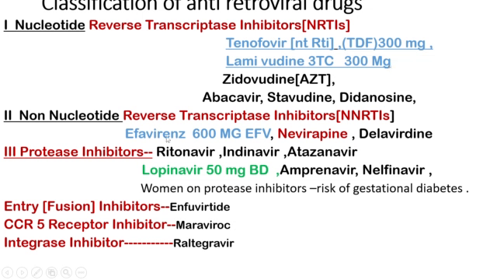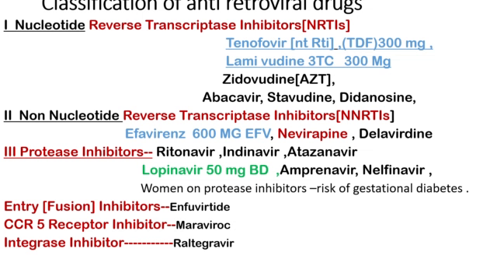Along with that, the third drug is a non-nucleotide reverse transcriptase inhibitor. In these cases, efavirenz is the drug. The dose is 600 mg per day. So these 3 drugs, TDF, 3TC plus EFV, are used as the first line of drugs.